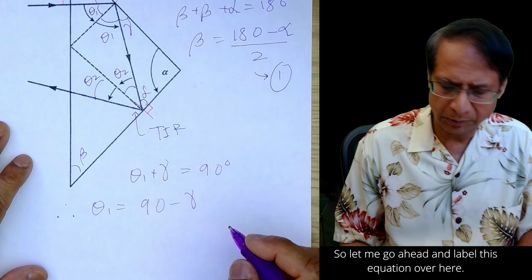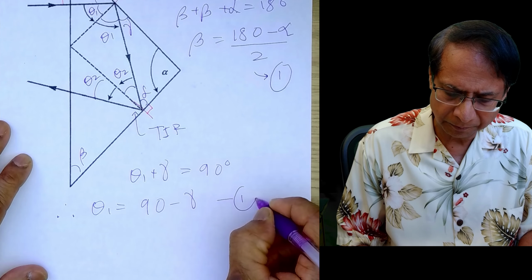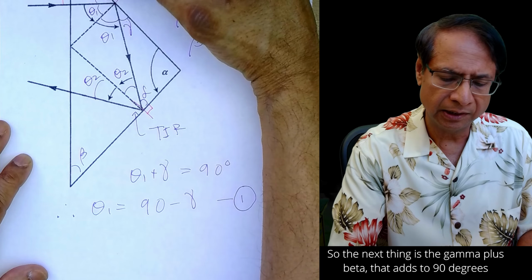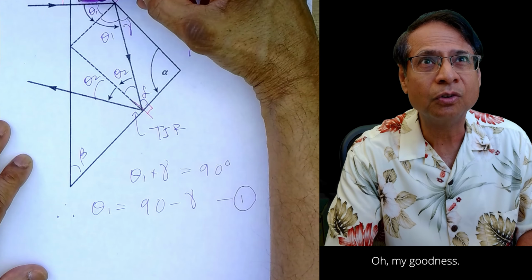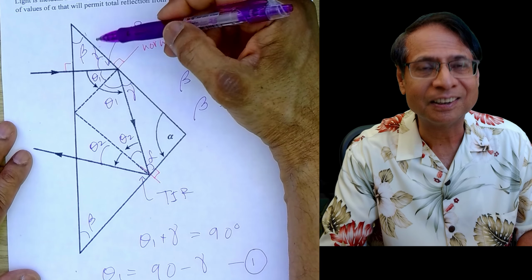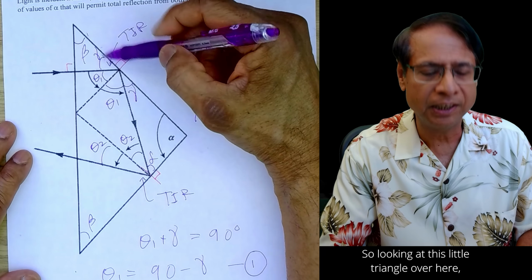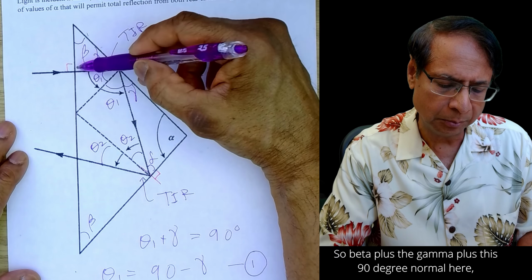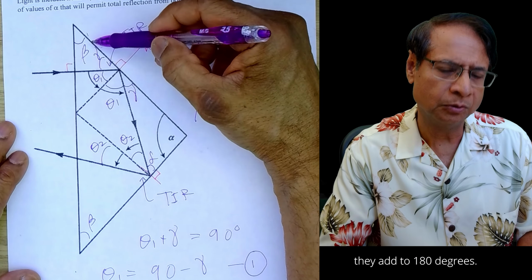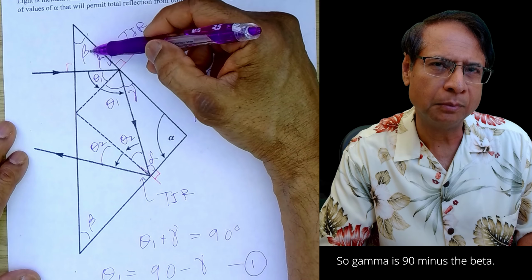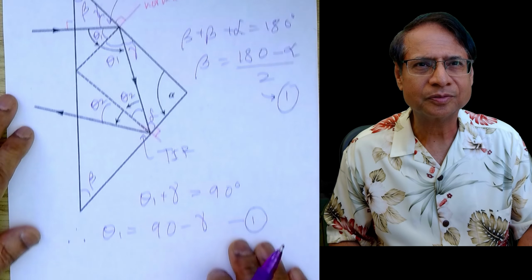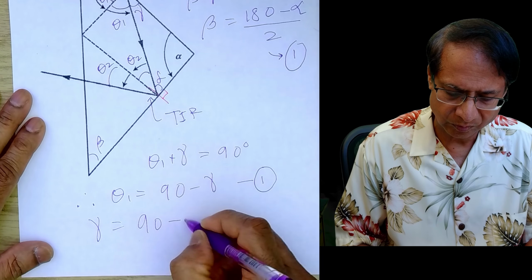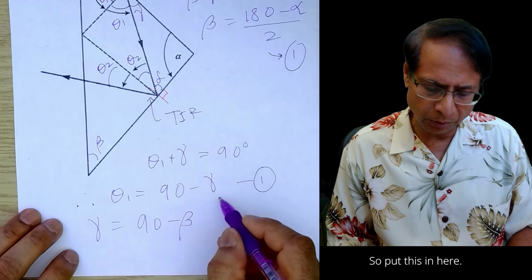So let me go ahead and label this equation over here. Let's call it equation 1. Okay, so the next thing is that gamma plus beta adds to 90 degrees. Oh my goodness, it's out of view. Okay, sorry. So looking at this little triangle over here, the three angles add to 180 degrees. So beta plus gamma plus this 90 degree normal here add to 180 degrees. So gamma is 90 minus beta. So put this in here.